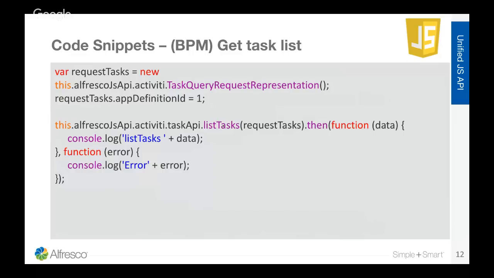As we can make calls for the ECM, we can also make calls for the BPM. And the way to call it is completely the same. You use the same instance of the Alfresco JavaScript API. In this case, we are calling methods related to activity, so the BPM side of our platform. And we are asking for a list of tasks. And again, you get the results inside the callback.